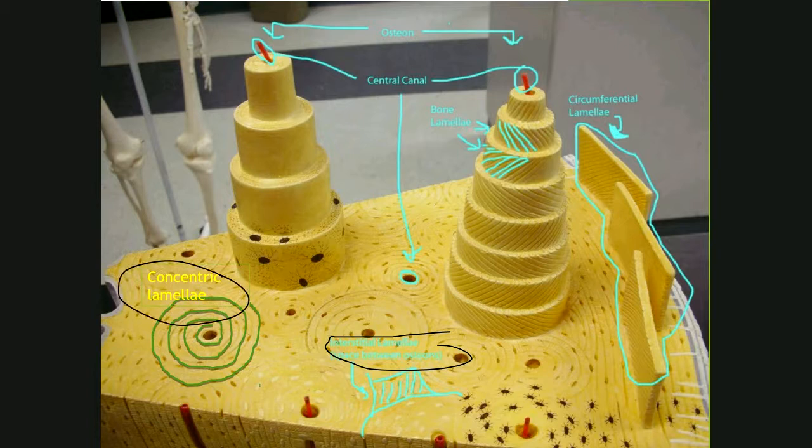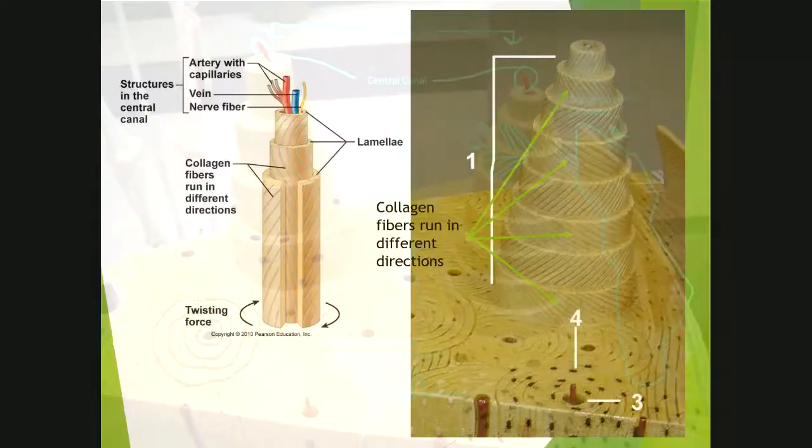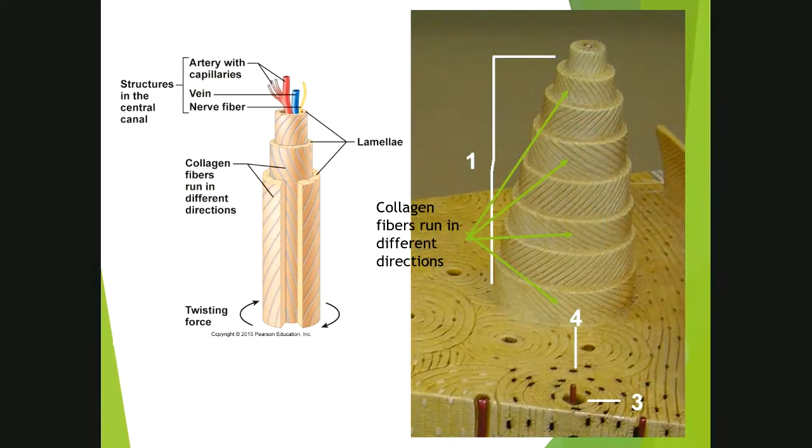So 3 types: concentric, circumferential, and interstitial. So when we look here, there's those concentric lamellae. So here's one layer, there's another layer, and another layer, and so on. But when you look at this one, not only does it show that, it shows the direction that the collagen fibers run. And just like over here, you can see that they run at different directions with each lamella.